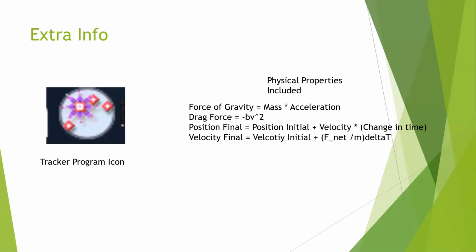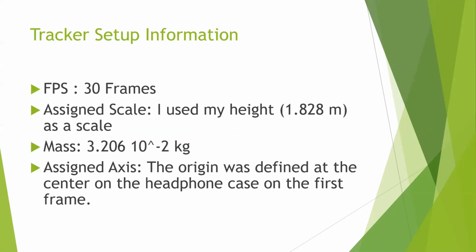The physical properties included would be the force of gravity equals mass times acceleration, and drag force can be calculated through negative b, which is a drag constant, times v squared, and the position and velocity update formulas.